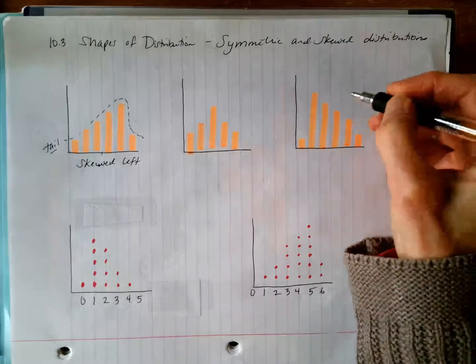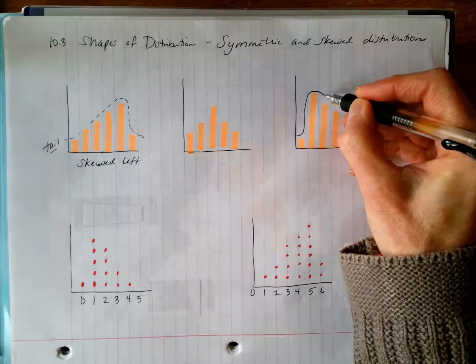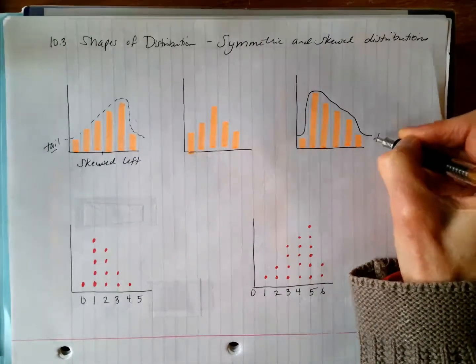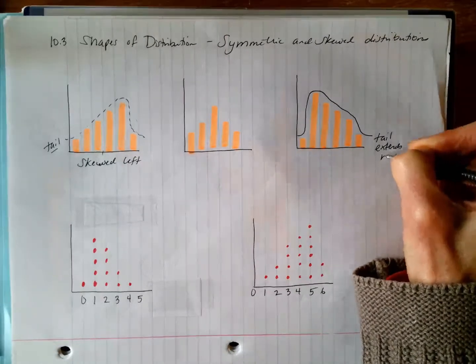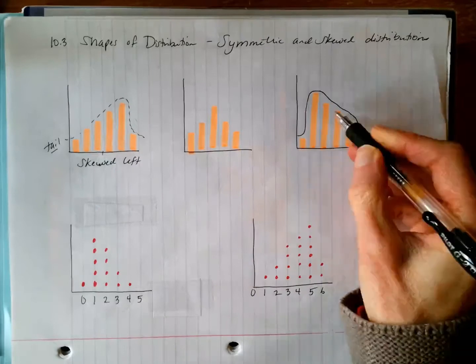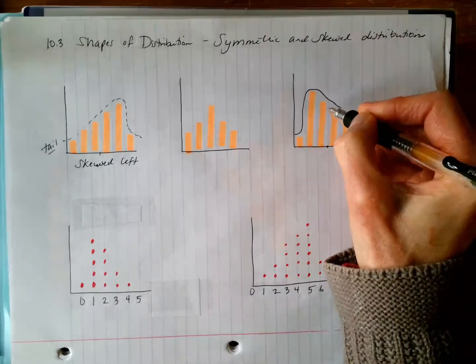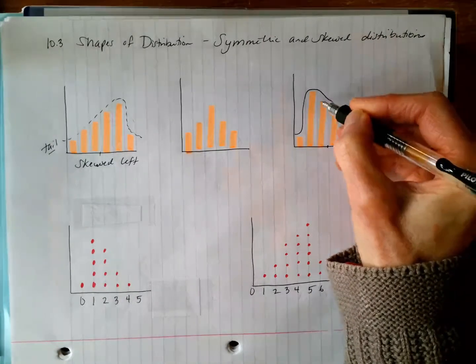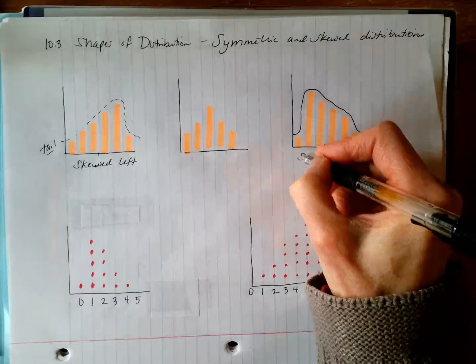If I come over to this one, skip the middle one for a minute, and do the same thing, I go up and over and then down, down, down. I get a tail that extends to the right. If my tail extends to the right, it means that most of my data, in this case the average of the data, is going to be on the left-hand side. So most of the data is on the left-hand side, and this would be skewed right.